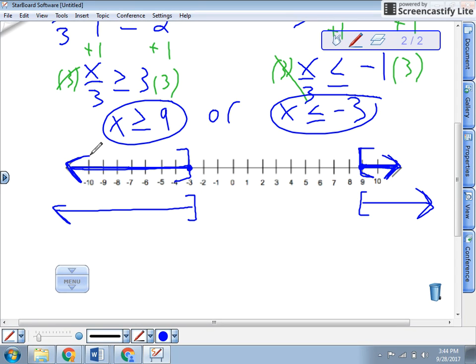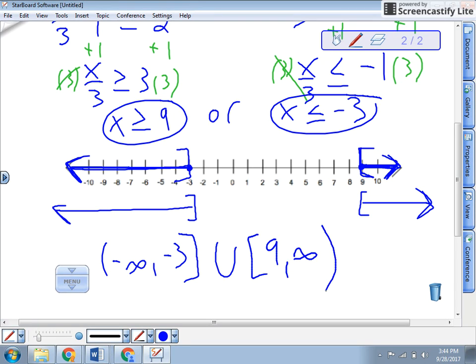Okay, then interval notation, left to right. I'm going to go parentheses, negative infinity, because it goes from negative infinity all the way to negative 3. We put a bracket. Now I want to put the union symbol instead of writing or, because you'll see that in the homework. Then it goes from 9 to positive infinity. And that's how you solve absolute value inequalities.